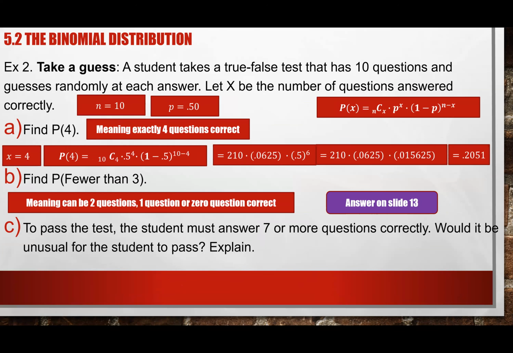And vice versa, for C, they say that in order to pass this test, you need to get at least 7 questions, right? Meaning you need to have 70%. That's a passing grade, right? A student must answer 7 or more questions correct. Reminder, 7 or more means at least 7, meaning 7, 8, 9, and 10, right? Would it be unusual for the student to pass this?